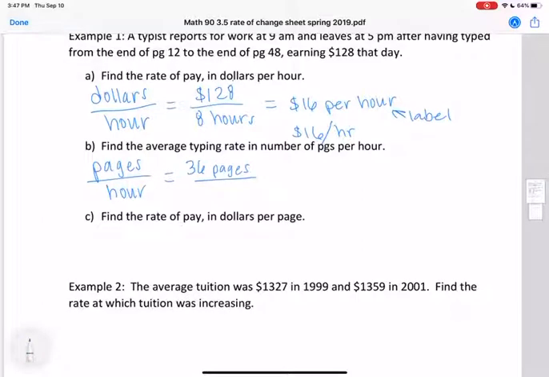So just one more time, I'm just going to say it once more, just so I don't lose you. Okay, that 36 comes from that page 48 minus page 12. So that's how many pages she did in that amount of time. She did 36 pages. Okay, so 36 pages over still 8 hours, right? And let's see, 36 divided by 8, I'm getting 4.5, so 4.5 pages per hour.